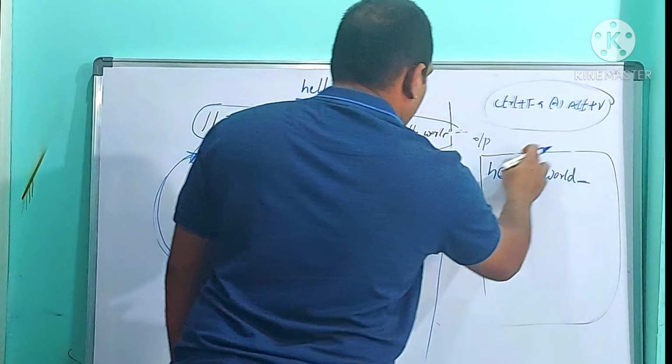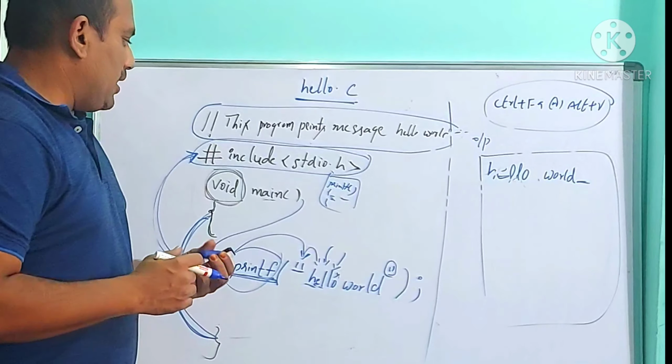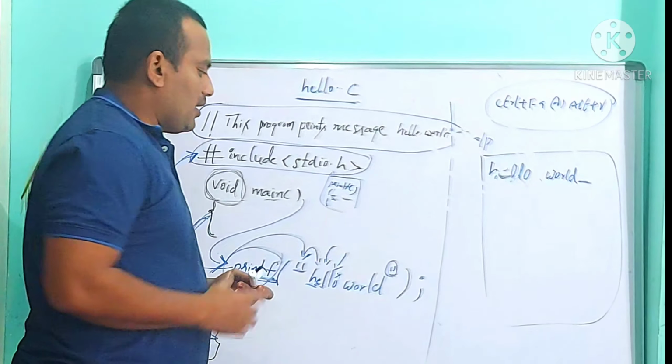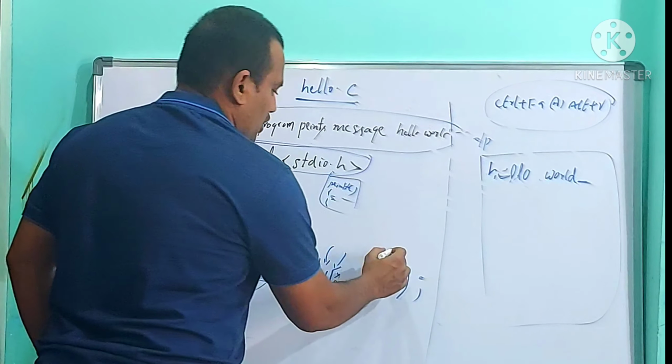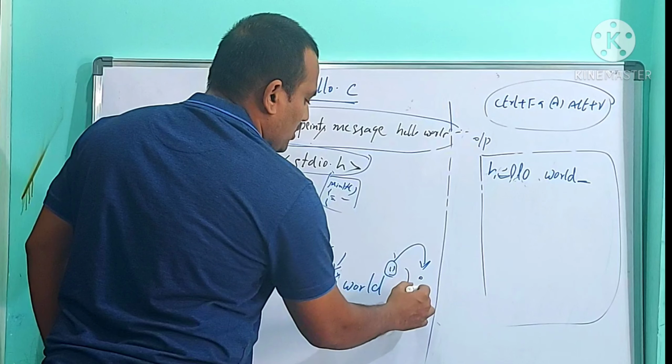World, cursor. After D, what is there? The second double quotation. The second double quotation represents the end of the context, the end of the message. So when the compiler, or rather the runner, reaches the end of the double quotation, immediately it goes to the semicolon. Semicolon represents the end of the statement.